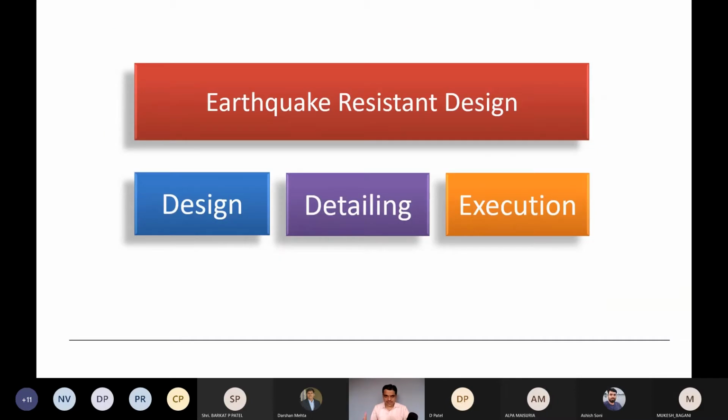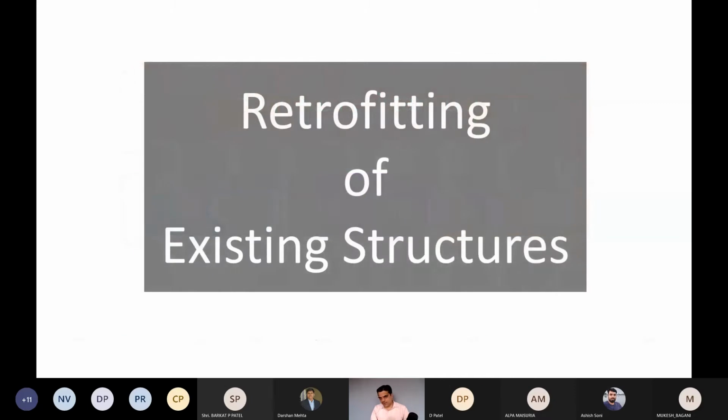Now, when we talk about earthquake resistant design, the design part we already discussed: the level of forces is enhanced in the code whenever it is revised. But the detailing and execution part is also very important, right? So we need to focus on all these three verticals simultaneously. Otherwise, we are not able to achieve the required or desired goal of earthquake resistant design. Okay, so with this, now let's talk about the retrofitting of the existing structures.